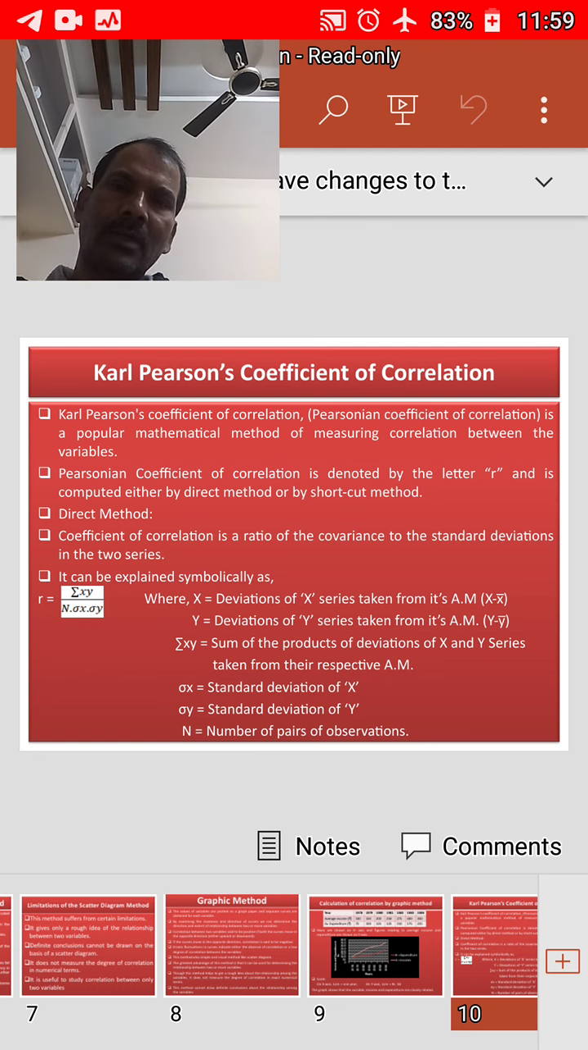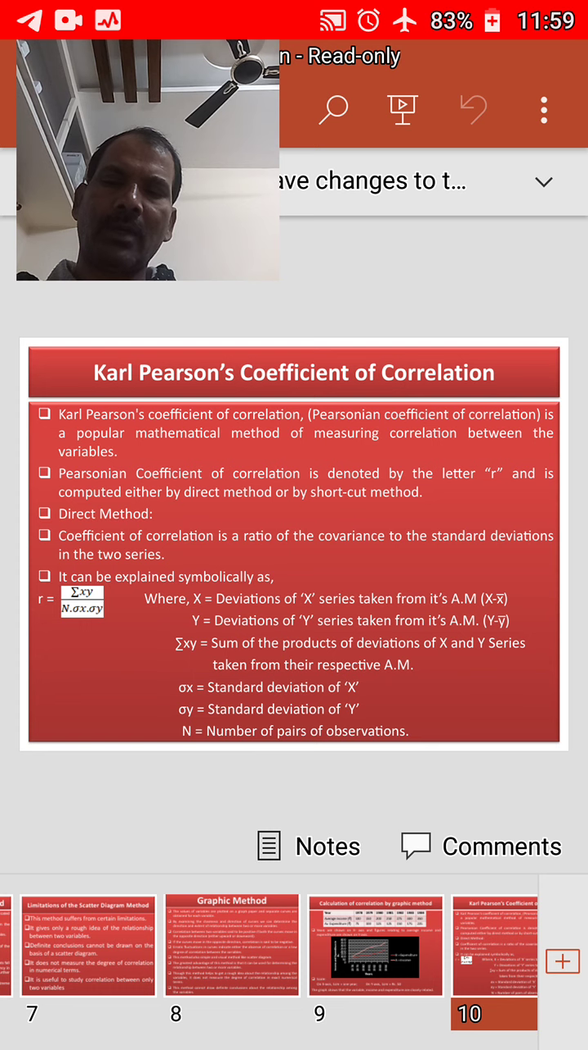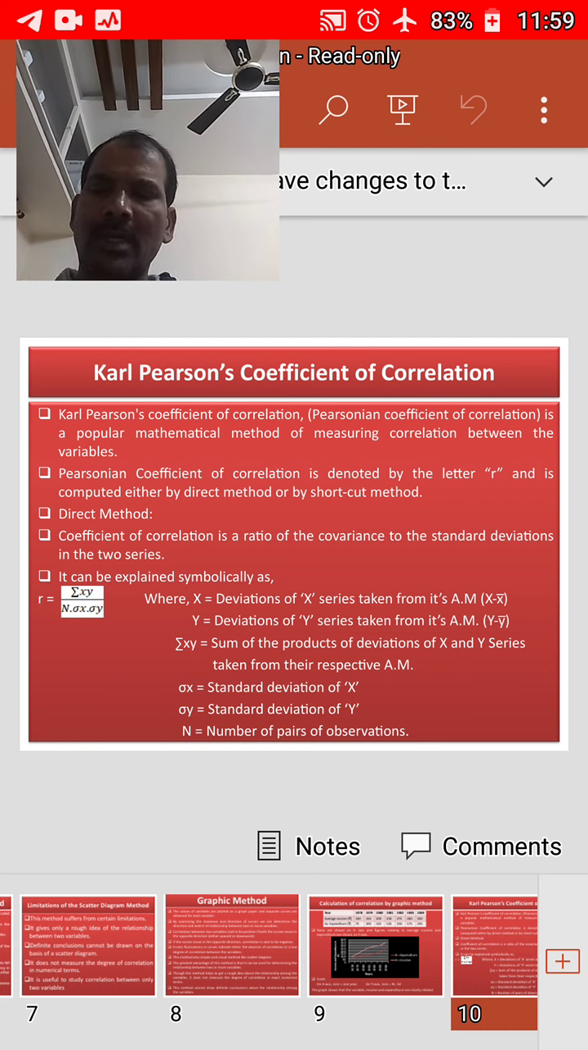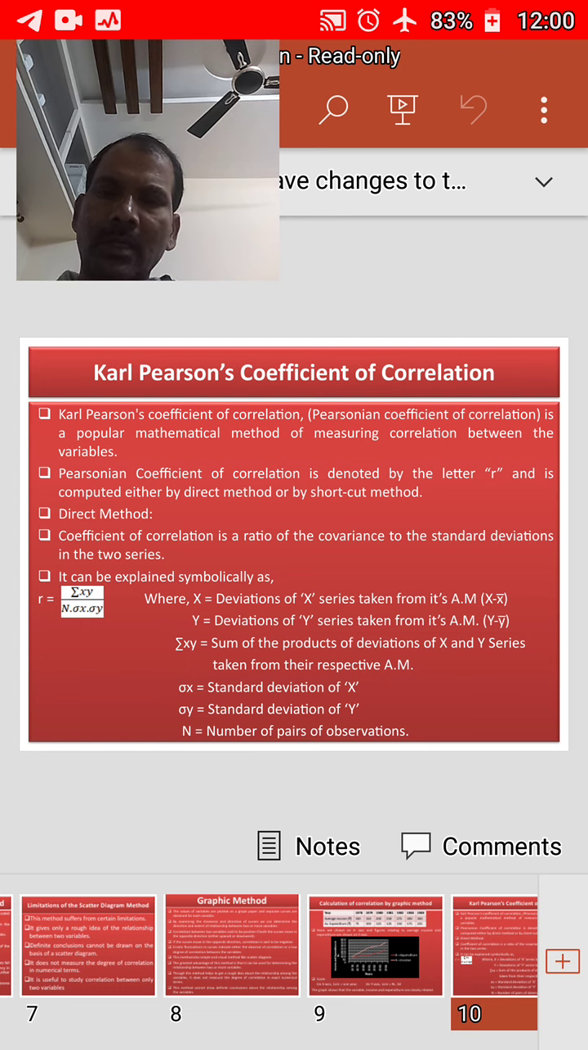According to this method, the coefficient of correlation is the ratio of the covariance to the standard deviations of the two series, right? It can be explained symbolically by r is equal to, when you look at the PPT, sigma xy. Sigma is summation, not standard deviation. Summation means the sum of x into y, the x series and y series values, divided by n, the number of items. Also we can call them sigma x. Small sigma here shows the standard deviation of the x series into the standard deviation of the y series.